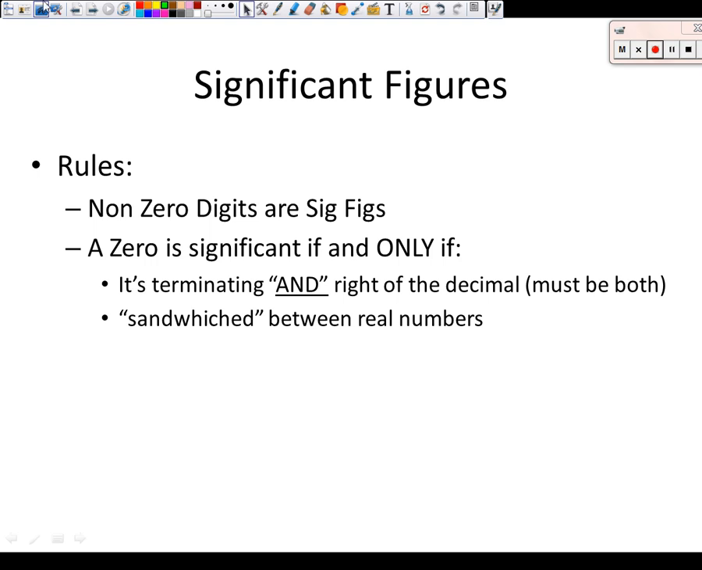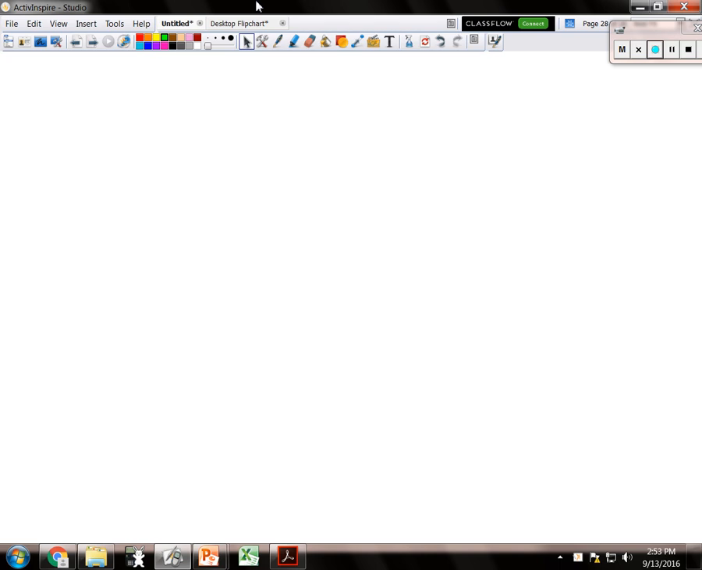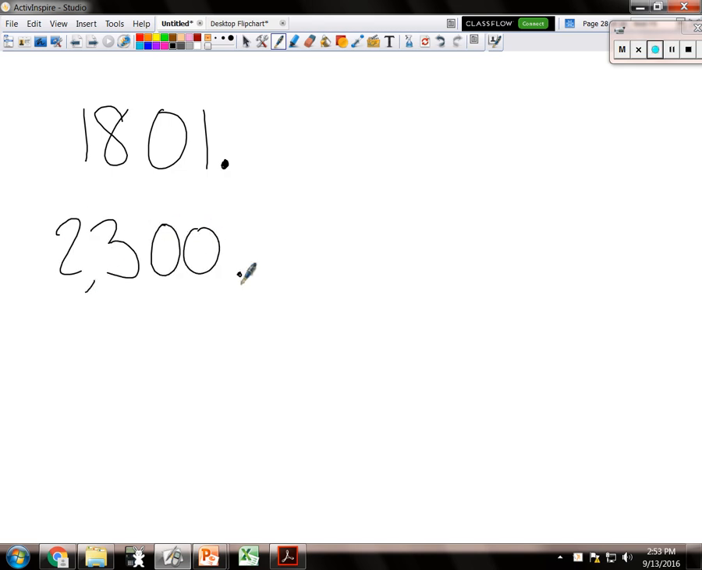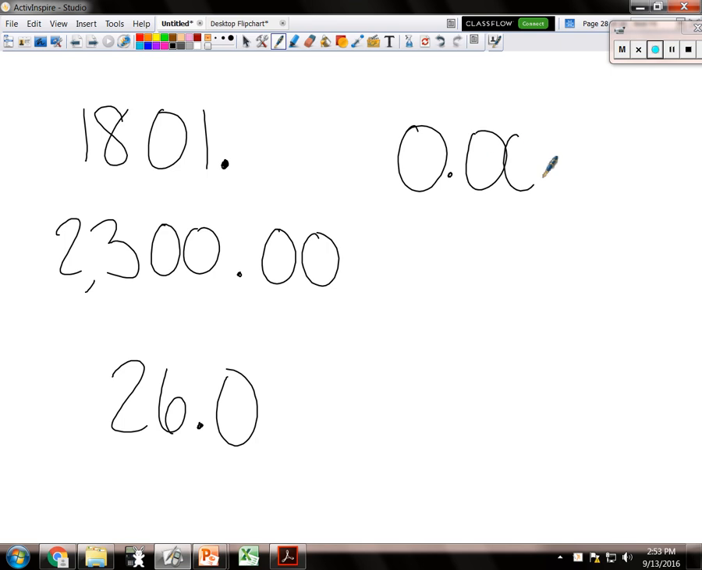All right. So here's what I want you guys to do. To the right of that area that we were just working in, I want you to write these numbers down and see if you can determine how many significant figures there are in these answers. Okay, write those things down and see if you can determine how many significant figures there are in those 4.